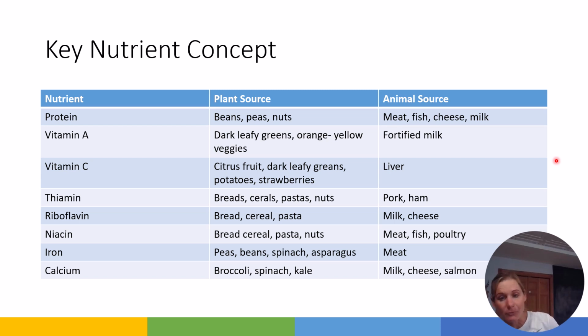Riboflavin, which is a derivative of one of the B vitamins: bread, cereal, pasta, milk, and cheese are good options. Niacin, same thing here: bread, cereal, pasta, and then some of our meat or protein sources on the animal side. Iron, again dark leafy greens, so spinach, asparagus. We've got beans and peas there as well, and meat. Calcium: we've got broccoli, spinach, kale, so again more dark leafy greens, milk, cheese, and salmon.